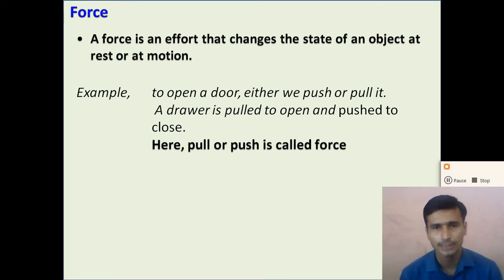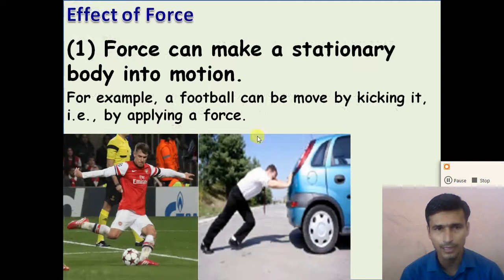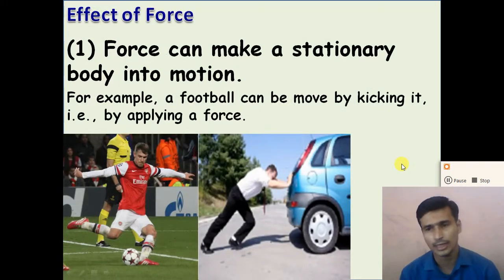body, right? So when the force is acting on an object, what type of changes, what type of effect is exerted on the body, we will see here, right? So let us see what are the effects of the force on a body, right? So what changes occur by applying the force on the body? So effects of force. First effect, force can make a stationary body, a body at rest, into motion.